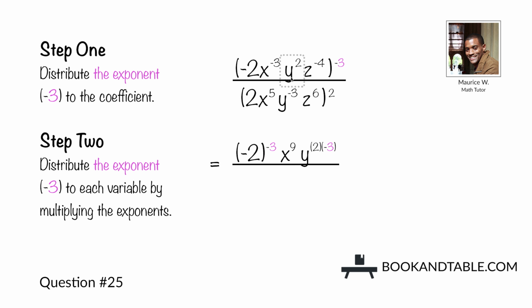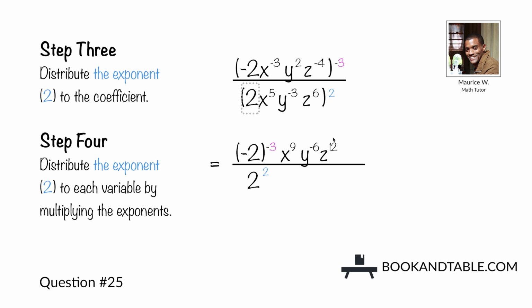For our y, y to a power of 2 to a power of negative 3 is equal to y to the power of 2 times negative 3. 2 times negative 3 is negative 6. Our z, we have z to the negative 4 to the negative 3. When we multiply negative 4 times negative 3, we get positive 12.